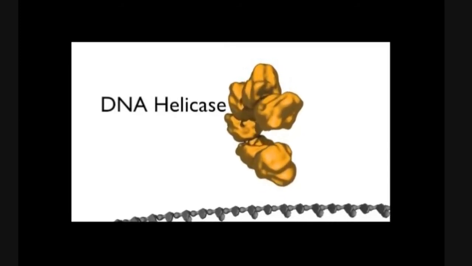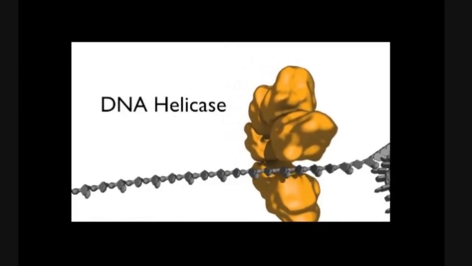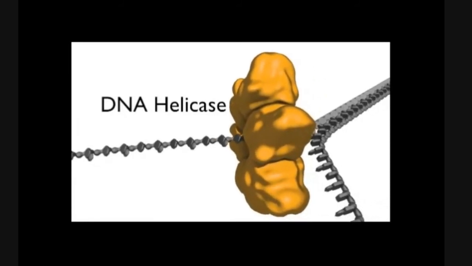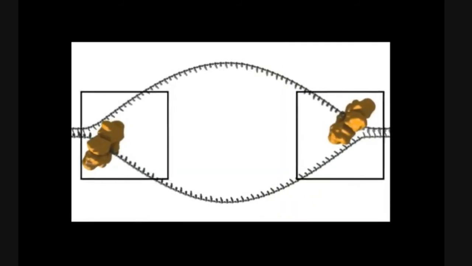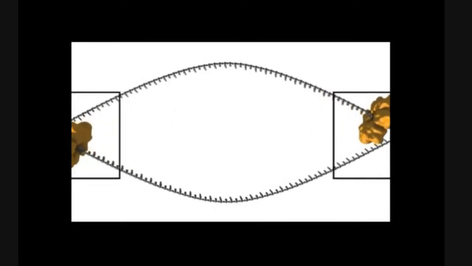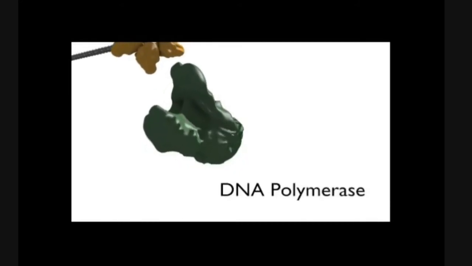Once open, a DNA helicase, a ring of 6 subunits, is loaded onto one strand of the DNA at each side of the replication bubble. This establishes two replication forks that will move away from each other as replication proceeds. The synthesis of DNA is catalyzed by an enzyme called DNA polymerase.